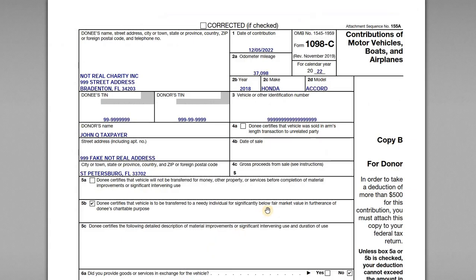Now, if we look at the 1098-C, a couple of key components here, right? We have the donee's name, so this is the charitable recipient, right? The charity's EIN, and then the donor's name. So we've got John's information here. The date of contribution, December 5th, 2022. What was the odometer reading on the date of contribution? Year, make, and model, and then the VIN number.